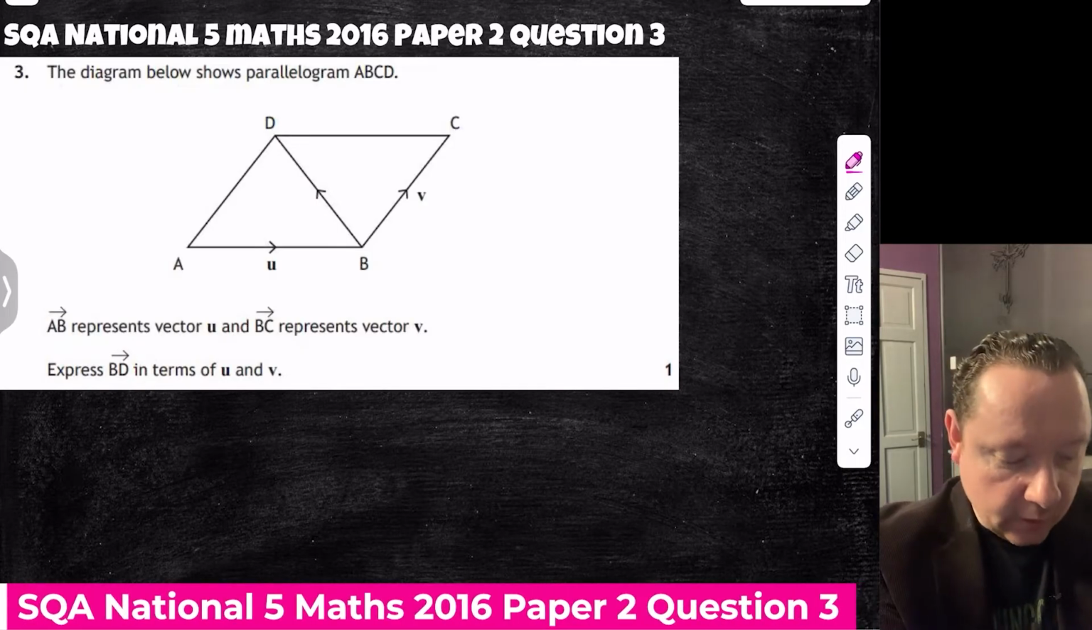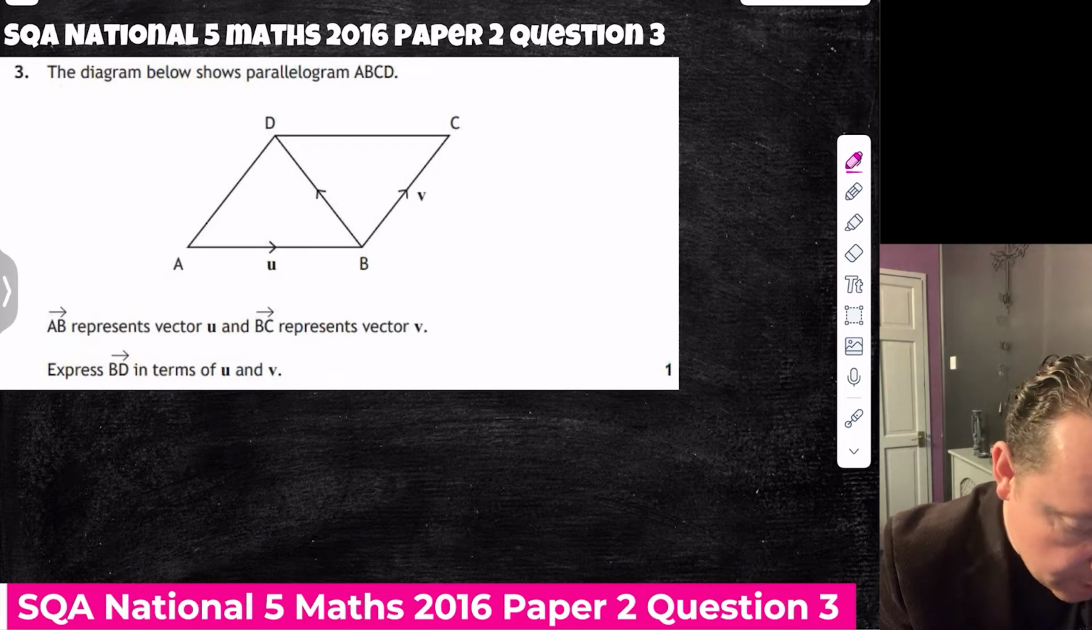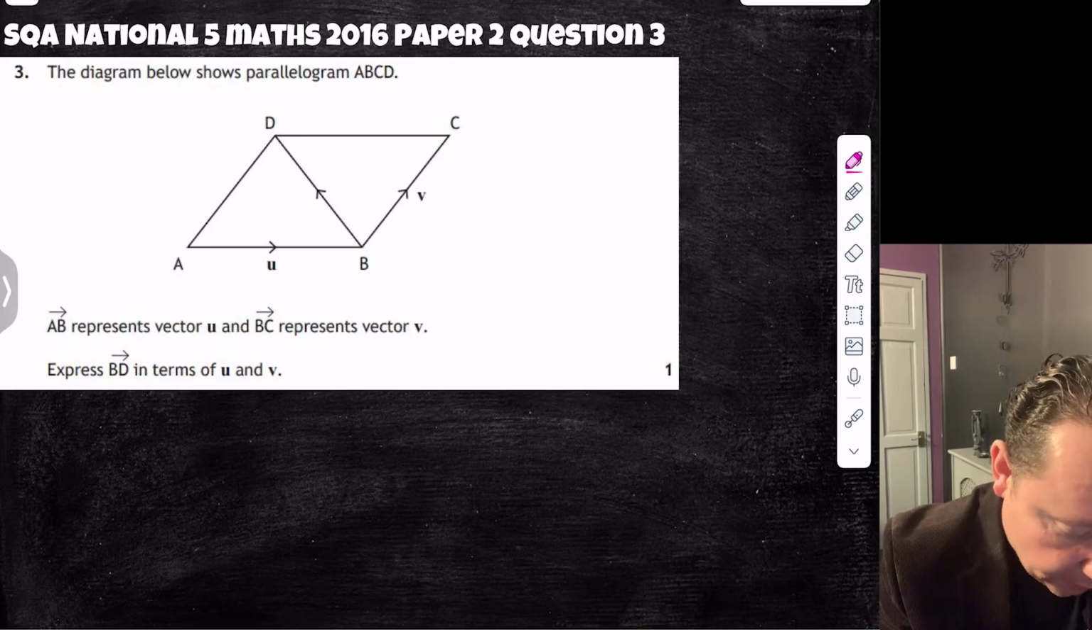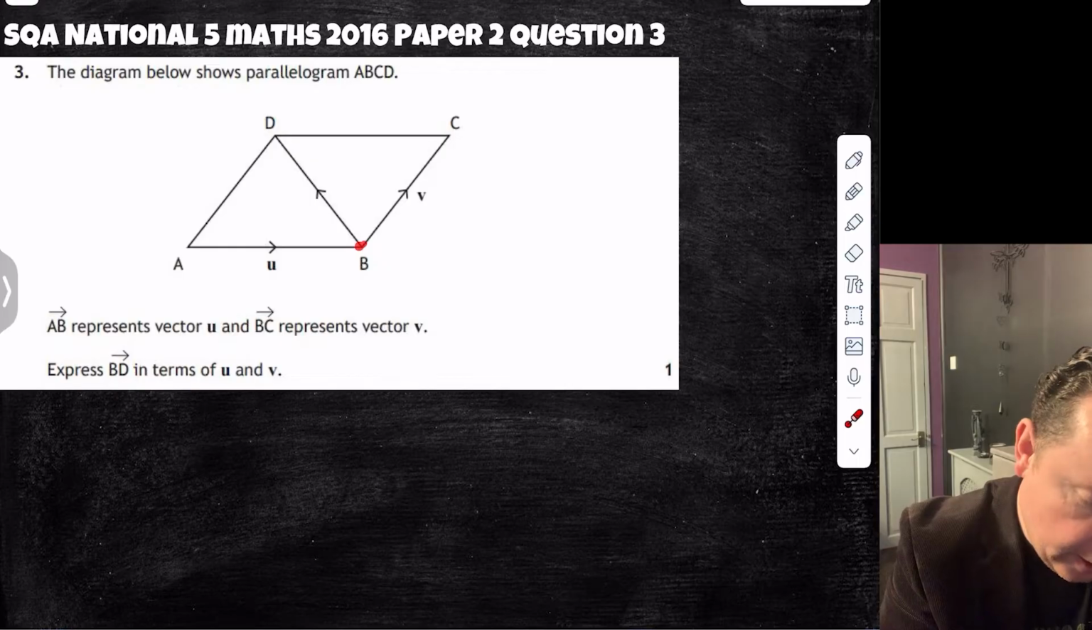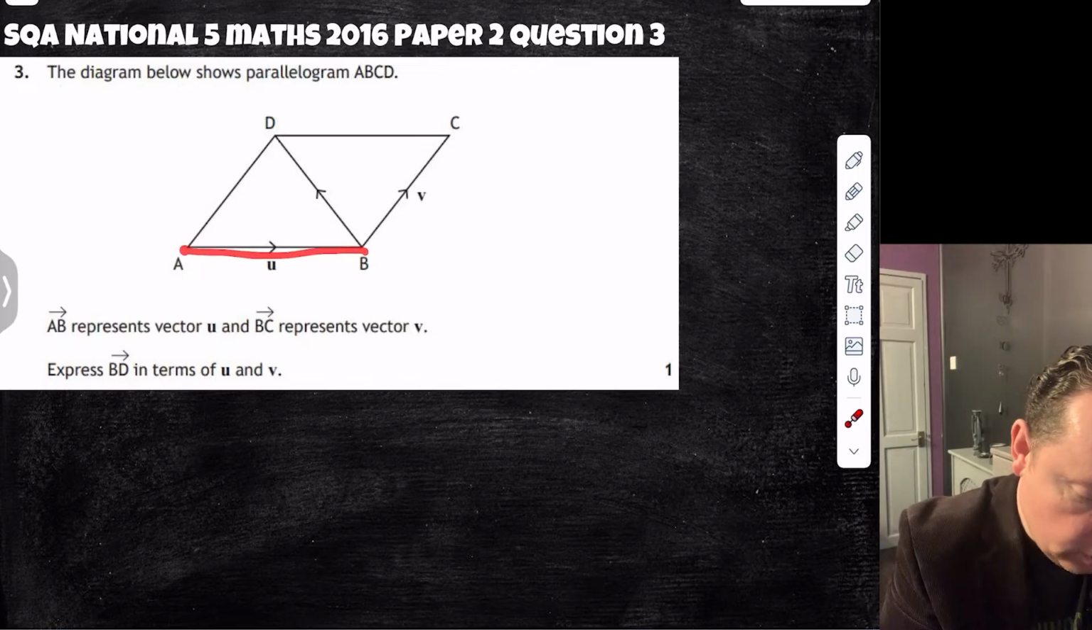XQA National 5 Maths 2016 Paper 2 Question 3 on vectors. The diagram below shows a parallelogram. AB is represented by U, shown in the diagram, and BC is V. We have to express BD in terms of U and V. So we need to start at B and get to D somehow, but we don't know that one. But we can take any route we want, remember? So we can either go along here and then up there.